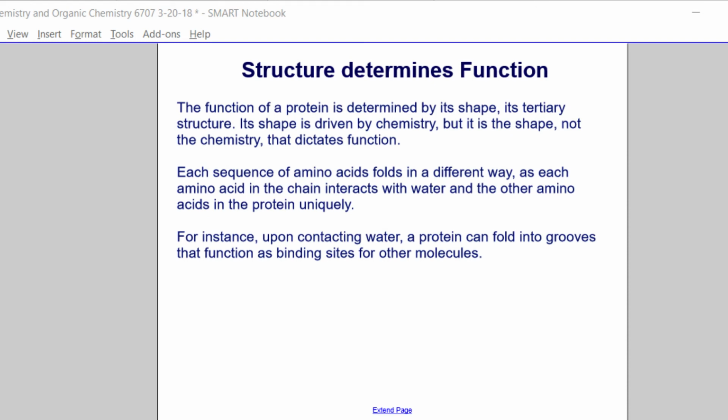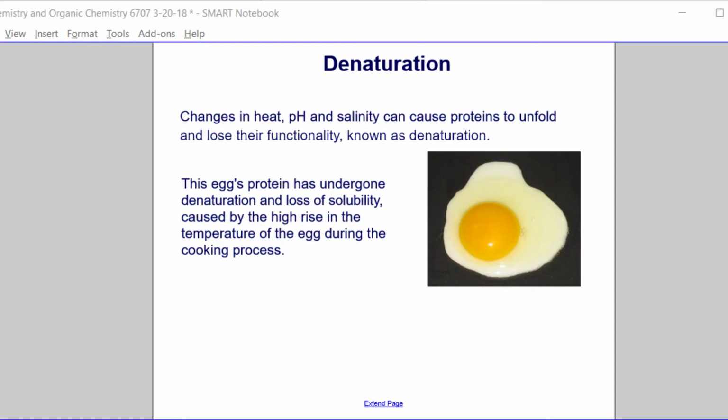Each sequence of amino acids folds in a different way, as each amino acid in the chain interacts with water and the other amino acids in the protein uniquely. For instance, upon contacting water, a protein can fold into grooves that function as binding sites for other molecules. Changes in heat, pH, and salinity can cause proteins to unfold and lose their functionality. This is known as denaturation.